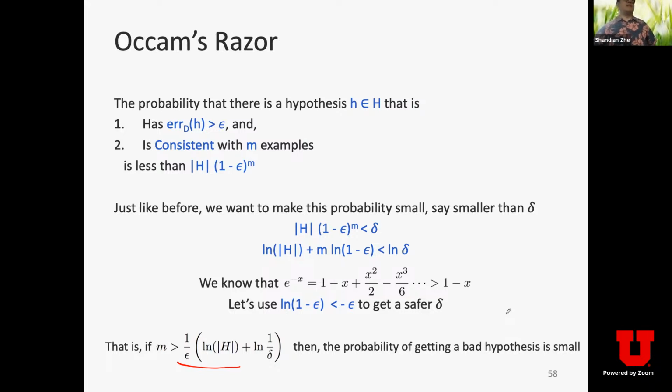Right? That's the idea. So by solving this inequality, we can see that if your number of training examples is bigger than this lower bound, 1 over epsilon times the logarithm of the size of H plus the logarithm of 1 over delta, then I guarantee that the probability you find a hypothesis which has 0 training error, yet the true error is bigger than epsilon, is less than your designated delta.